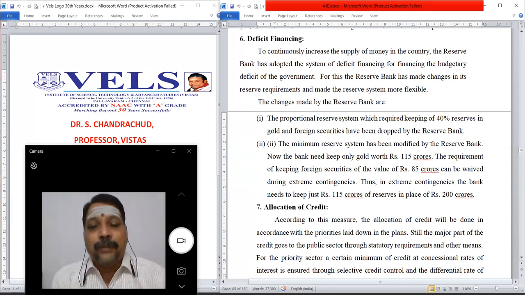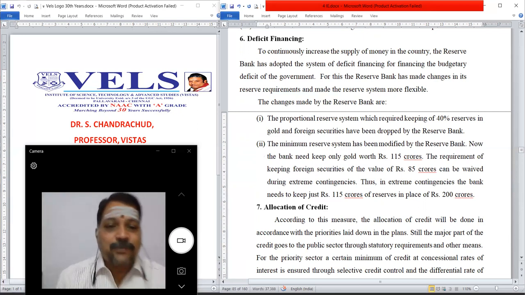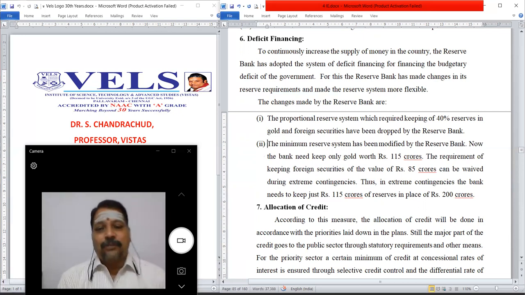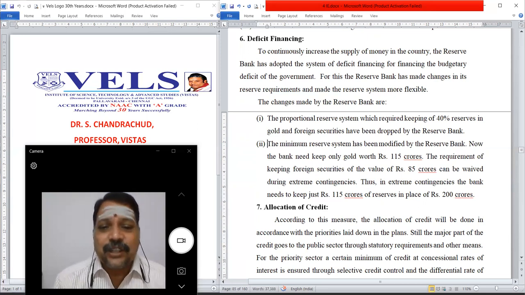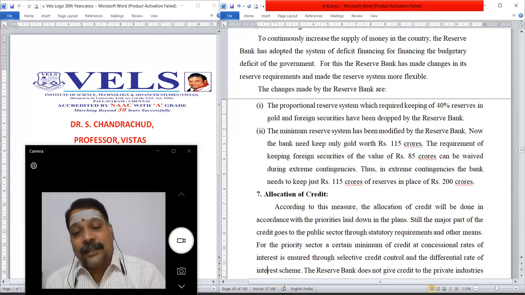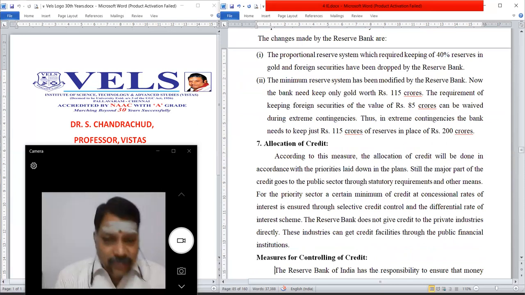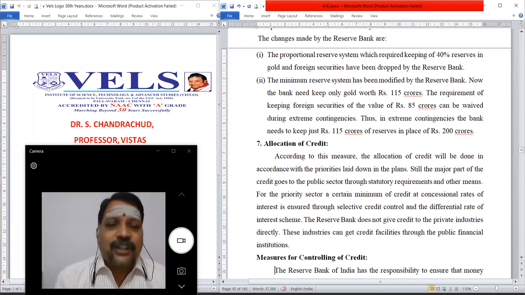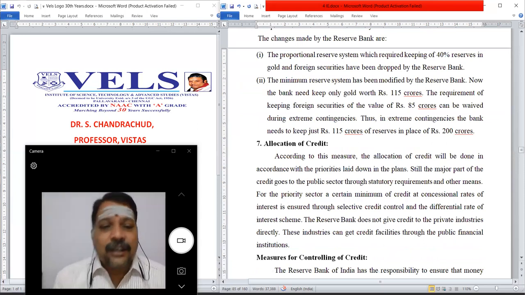The minimum reserve system has been modified by the Reserve Bank. Now the bank needs to keep gold worth rupees 115 crores. The requirement of keeping foreign securities worth rupees 85 crores has been waived during extreme contingencies. Thus, in extreme contingencies the bank needs to keep only 115 crores reserve in place of 200 crores. Then the next one is the allocation of credit. According to this measure, the allocation of credit will be done in accordance with the priorities laid out in the plan.